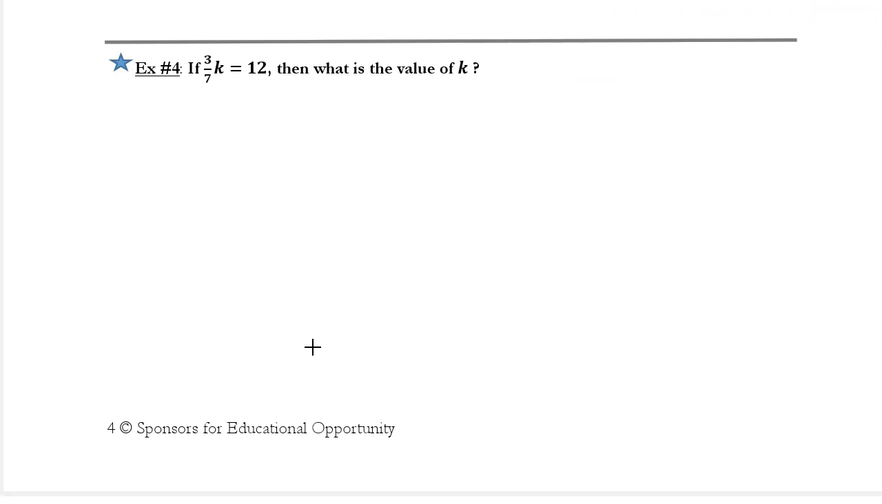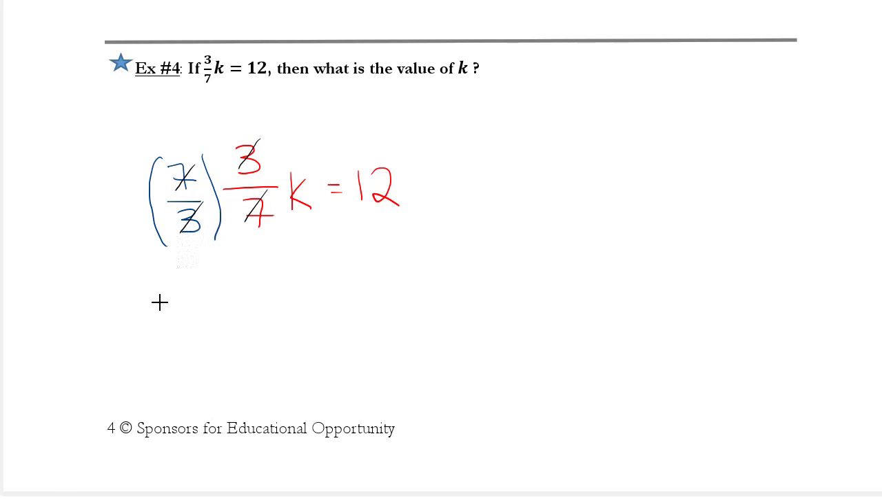Let's keep going. Example number 4. If 3/7 k is equal to 12, then what is the value of k? So I'm just going to rewrite this over here. So I have 3/7 times k is equal to 12. How can we solve for k? Probably the easiest way to do this is to multiply 3/7 by its reciprocal. If I multiply 3/7 by 7/3, notice what happens. I'm able to cancel out the 7s, I'm able to cancel out the 3s, and I end up with exactly what I want, which is 1k. So this is another way of isolating the variable.